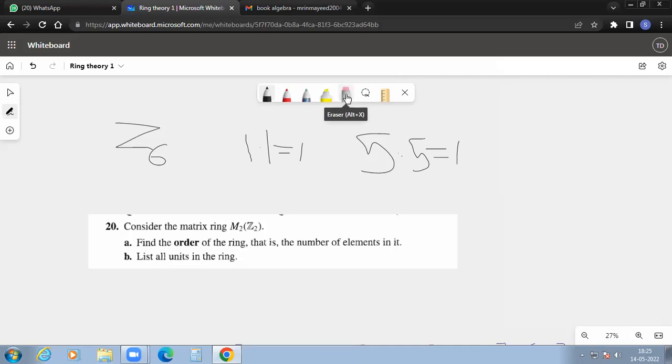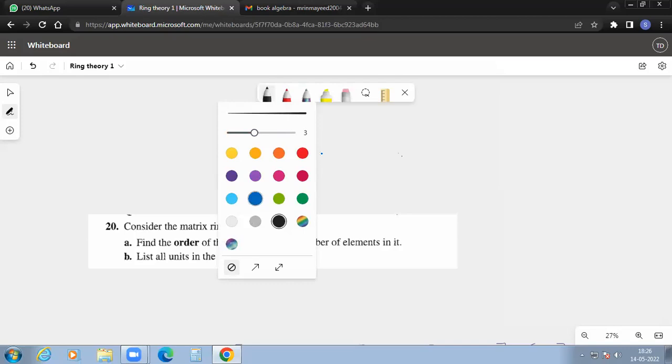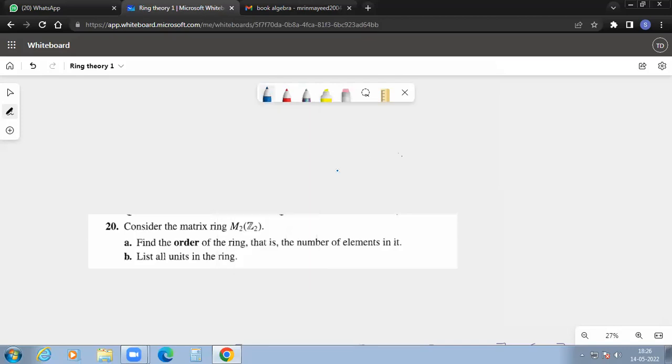Now let us move ahead with one more example that we have. What this example says, you see, consider the matrix ring M2Z2. Means they have declared that M2Z2 is a ring. What do you mean by M2Z2? This is a set of matrices of order 2 by 2 whose entries are integers.